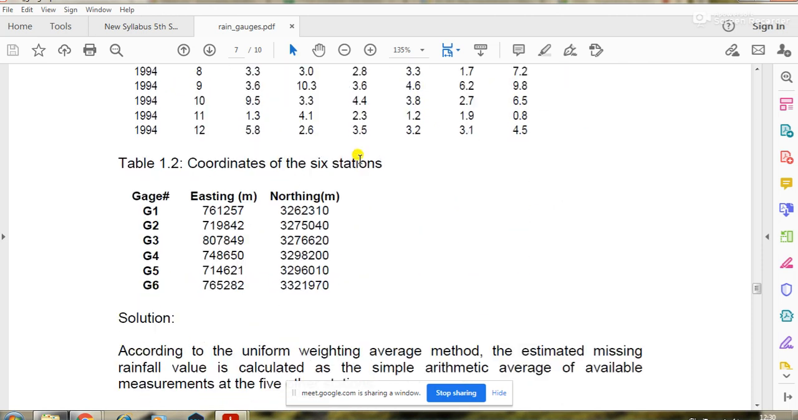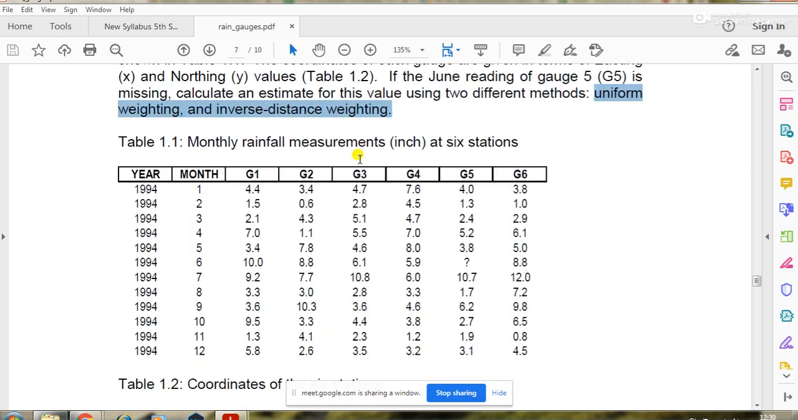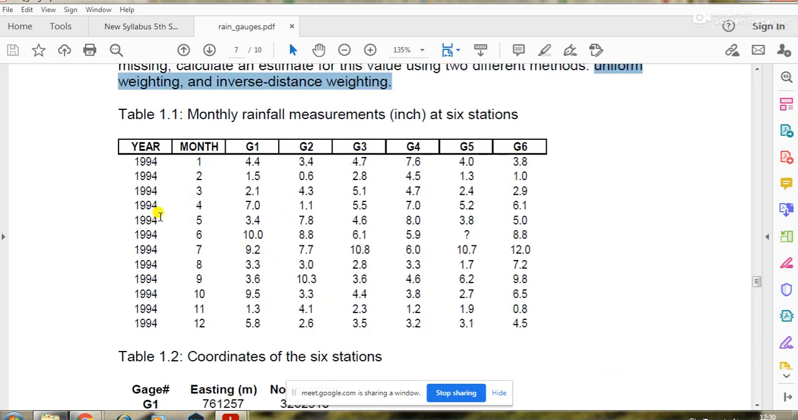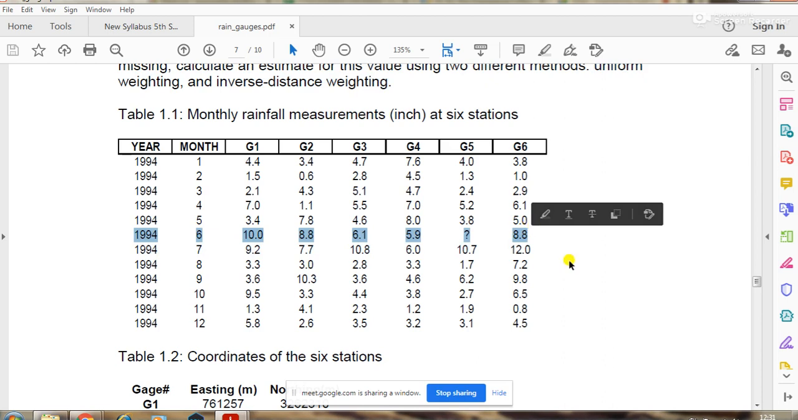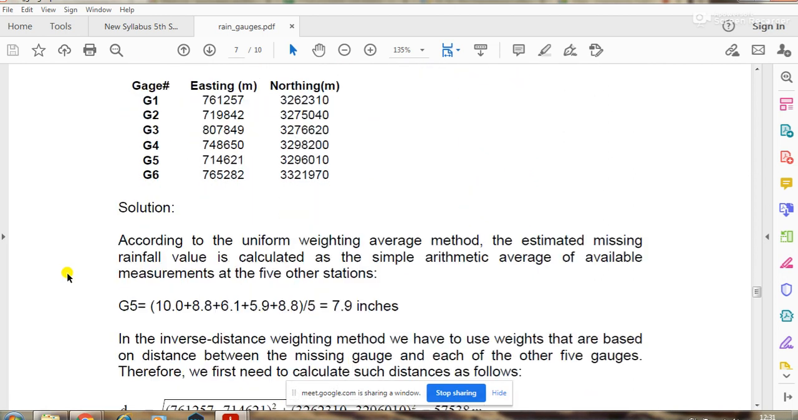Now, the uniform weighing method is very simple. It will be the average of all the other values that are given in the month of June. So they have estimated in such a way that all the 6 stations have these values, which are given already. So for the month of June, the 6th month of the year, this G5 will be the average of the other 5 values. So that has been done over here.